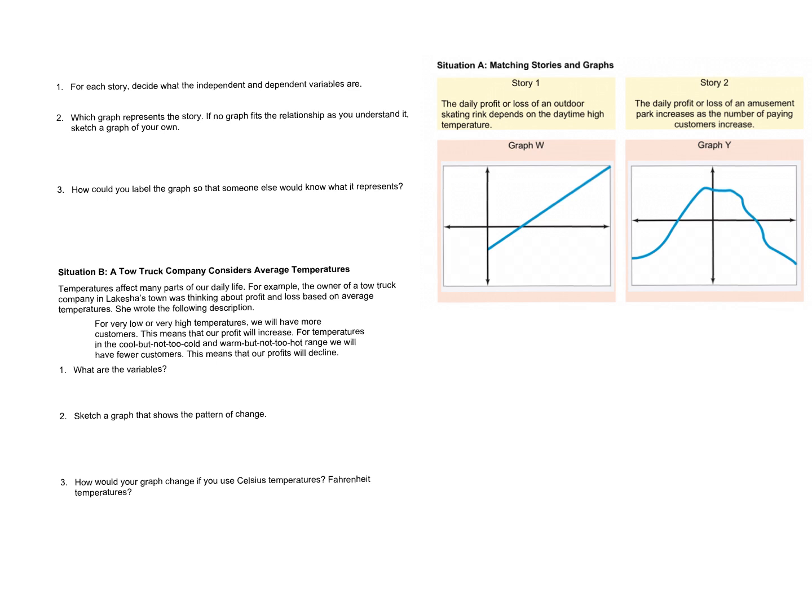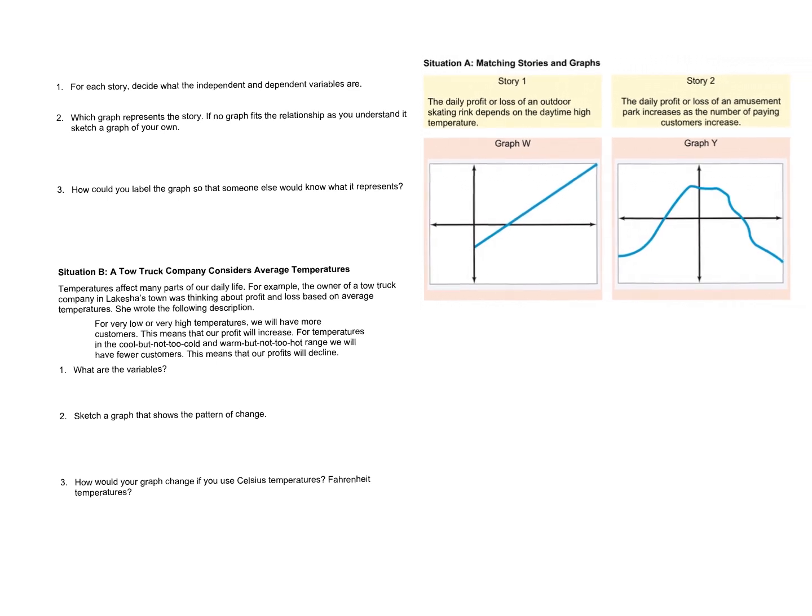All right, which graph represents each story? Well, story 1 looks like it could be this one. So profit would be here, temperature would be here. If it was extremely cold, not a lot of profit, people aren't going. As it warms up, you're going to get more profit, but because it's skating, if it gets too warm, the profits are going to tail off because now you don't have a rink.